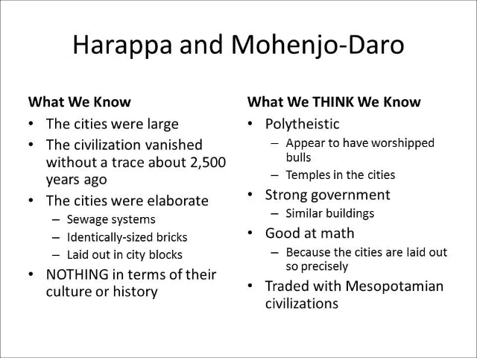Because the buildings were built so similarly and laid out so precisely, we think they probably had a pretty efficient, strong government in place. And because of that same reason, they were probably pretty good at math to be able to lay that out and survey the blocks and things like that. We think they probably traded with Mesopotamian civilizations as well. They found some things that are Sumerian looking in these cities.